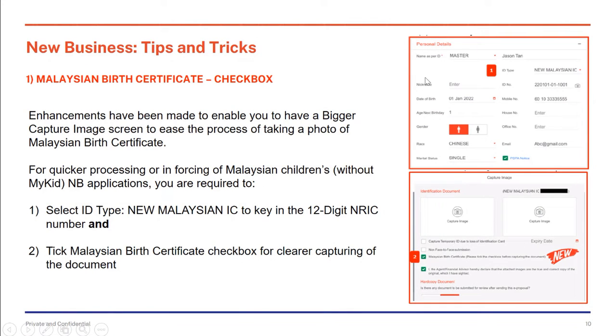So these are the two main important points when you want to capture the birth cert. First, remember to key in the new 12-digit NRIC number. Second is to tick the box Malaysian birth cert. Then after that, you capture the image. So it will be faster processing.